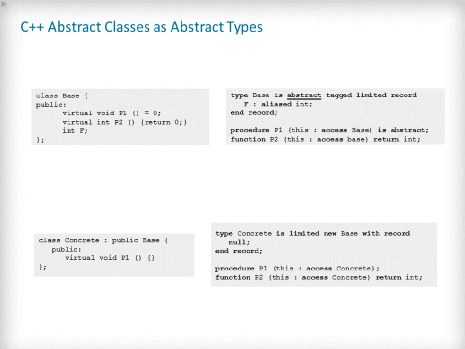The f attribute is represented as a record field, and the two functions are implemented as an abstract subprogram and a non-abstract subprogram. A class called concrete implements P1 from base and is represented in Ada as a limited new base with a null record, as it has no class-specific attributes. Two primitive subprograms are declared, one called P1 that represents the concrete class version of P1, and a second called P2 that is specific to the concrete class with an implementation in Ada.